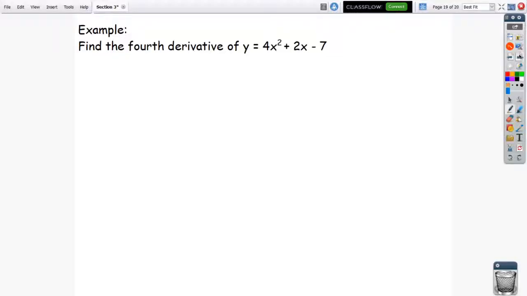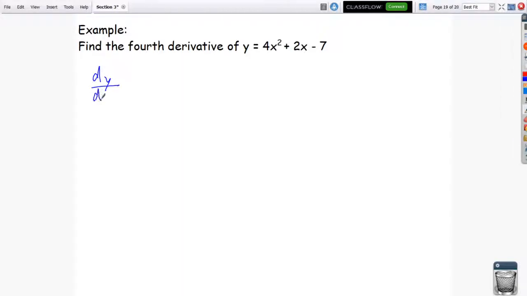Let's calculate a fourth order derivative. All right. So calculating a fourth order derivative is not going to be hard. And now I just denigrated the prime notation, so I better use the correct notation here. So dy dx is going to be equal to 8x plus 2. All right? Now we have the first derivative. We want to get all the way to the fourth derivative. To get to the fourth derivative, well, we better go through the first derivative, second derivative, third derivative.